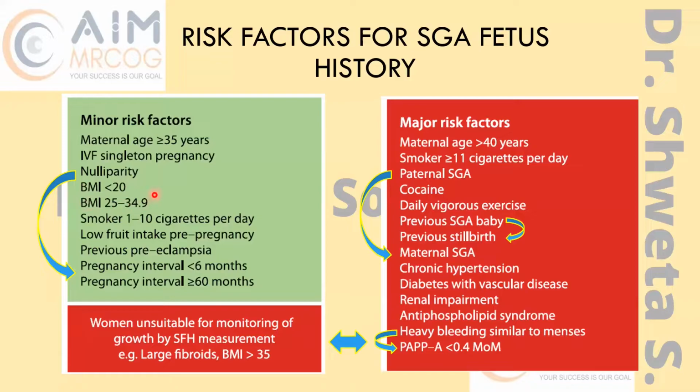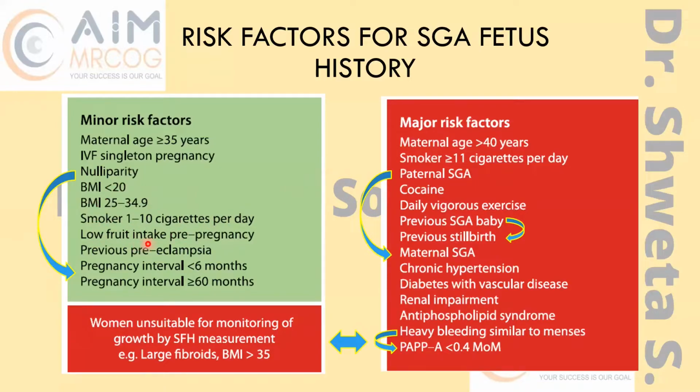Then in personal comes the BMI. BMI less or more, both are not good for SGA. If it is less also, she's weak, she will develop SGA. If it is more also, 25 or more, then also she will develop SGA. You have to remember. Now smoking, we have seen more than equal to 11 goes to major. But if you see 10 or less, it goes to minor. You have to remember these differences of smoking.